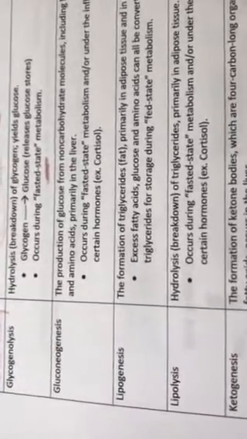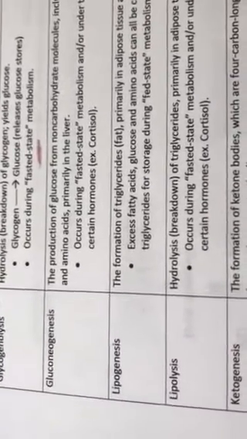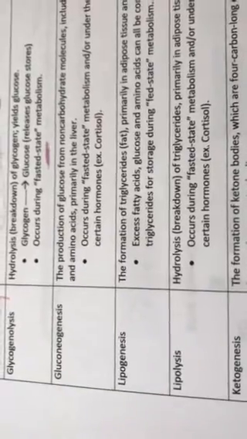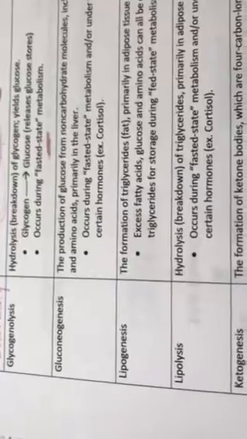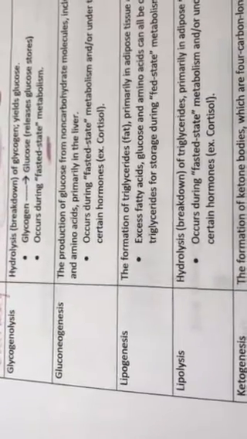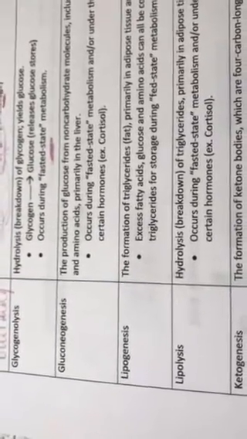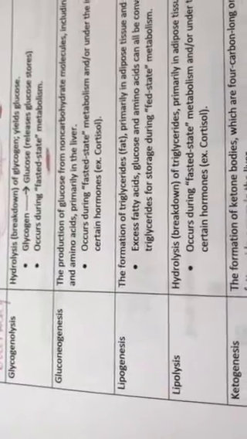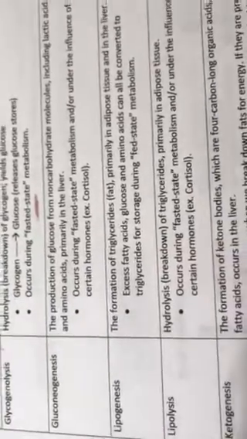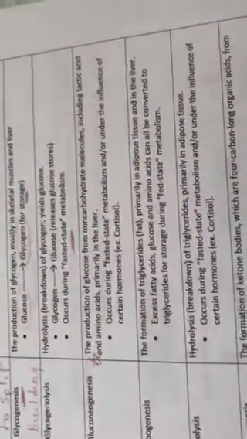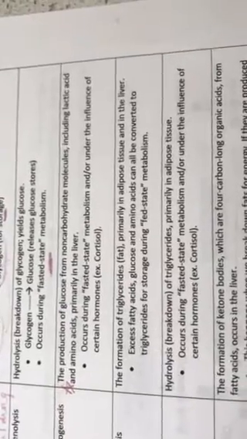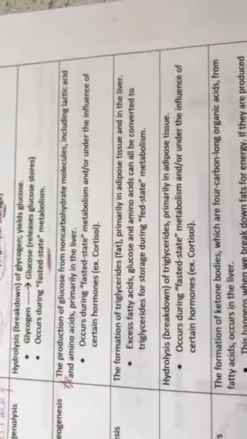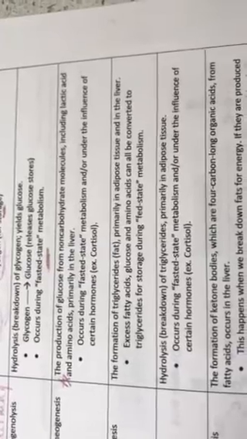The next term you see there is gluconeogenesis. So at the end of that word you see genesis, which means the building or creation of, and the beginning of that word says gluco. So that's glucose. So the definition for this term, you want to commit this definition to memory. This definition is, right here, the production of glucose from a non-carbohydrate molecule, including lactic acid and amino acids. It does occur primarily in the liver.